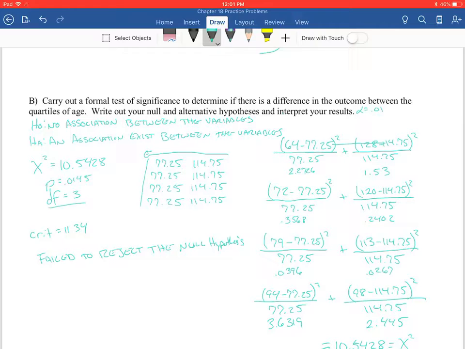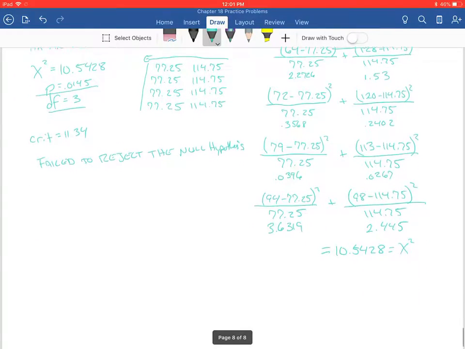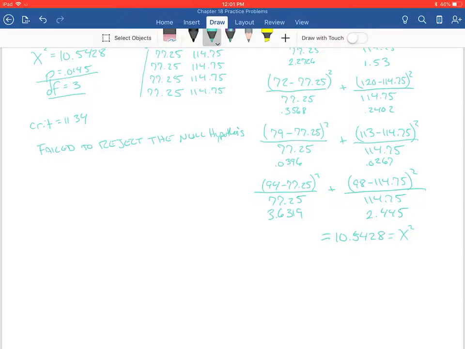If you go down one level to 0.025, our value is greater than 9.35, so there would be significance at alpha level 0.025. However, based off of the information, we would fail to reject. The actual p-value, as stated here, is 0.0145, so very close, but at alpha level 0.01, we would fail to reject the null hypothesis.